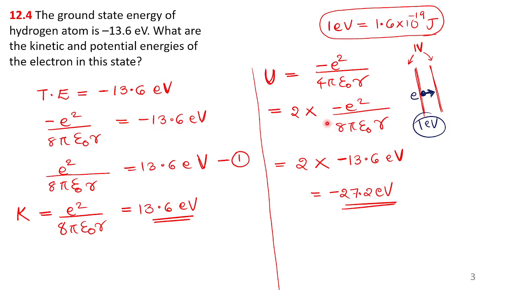So this expression is what? This is actually minus 13.6 written. 2 into minus 13.6 will be minus 27.2. Okay? Yes, sir.